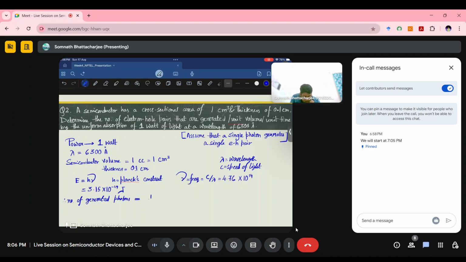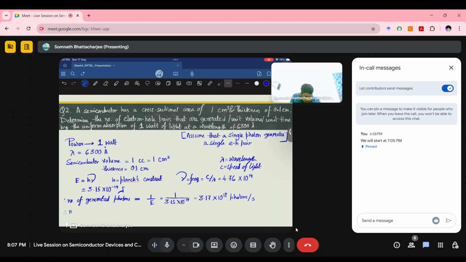It is nothing but 1 by E. So 1 by 3.15 into 10 to the power minus 19. Just calculate it. How much is it? Just a second, let me calculate it. It is 3.17 into 10 to the power 18. Okay, so this is photons per second, right?